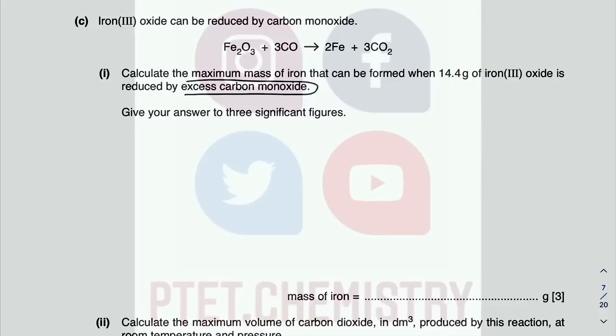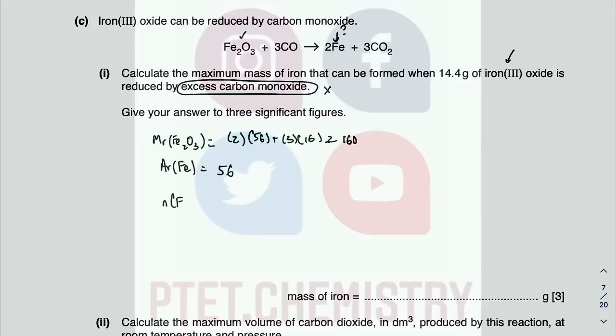They say you use excess carbon monoxide, so that means the iron(III) oxide is limiting, and that is what we are going to use. We want to find the mass of iron. So the Mr of Fe2O3 is 2 times 56 plus 3 times 16. I got 160, and the Ar of iron from the periodic table is just 56.